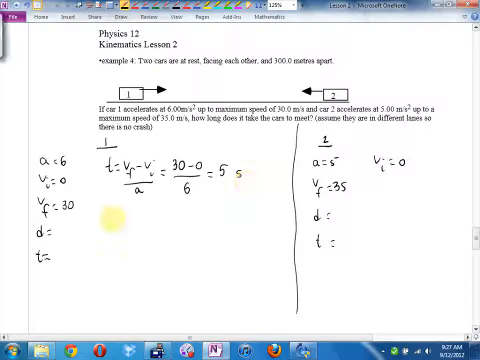Oh, and that means D equals a half AT squared. What happened to the VIT? It's 0. You know what? I'm not going to bother writing it. I'm in the big leagues now. Oh, I think I can do this in my head. It's going to be 0.5 times 6 times 5 squared. 5 squared is 25. Half of 6 is 3. I'm pretty sure it's 75 meters. Didn't need a calculator.